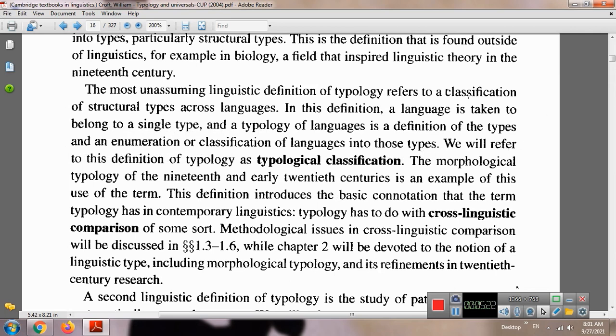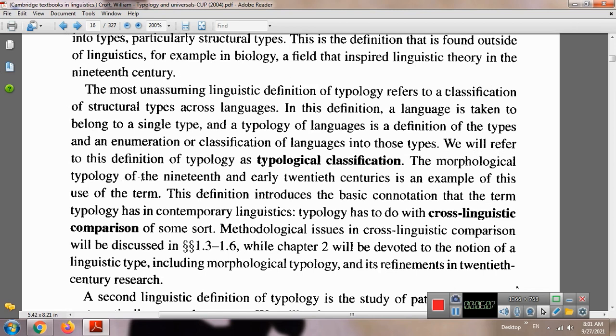This is the meaning of typology in linguistics, where they classify all of the languages under different types. We will refer to this definition of typology as typological classification. Dear students, maybe I will ask you about typological classification. You should know that this is its definition, or maybe I give you this definition and want you to find its correct term, which is typological classification.